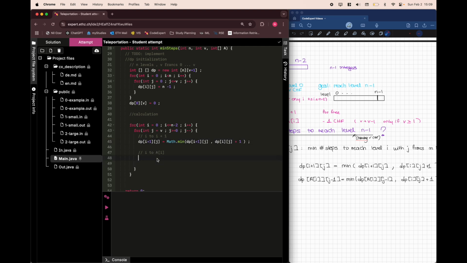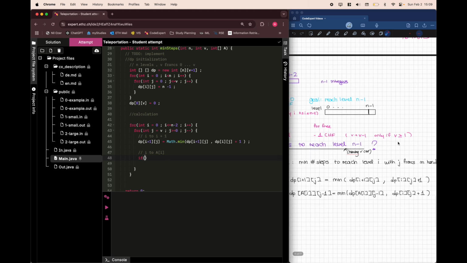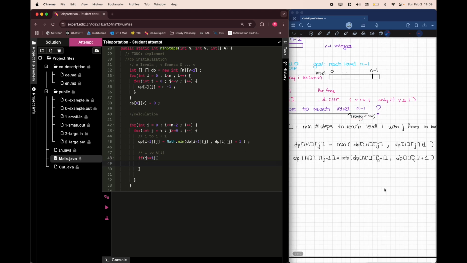Same thing for A of I, but here we have to check if we have at least 1 franc, right? Because you can't do a teleportation with 0 francs, so we have to check if j is bigger than or equal to 1 here, such that we can do a teleportation.